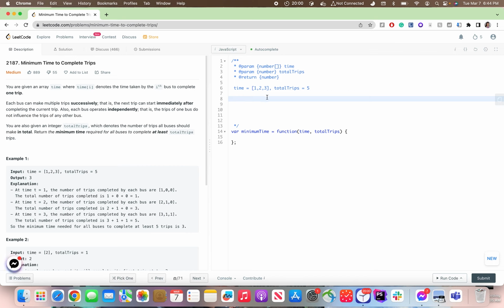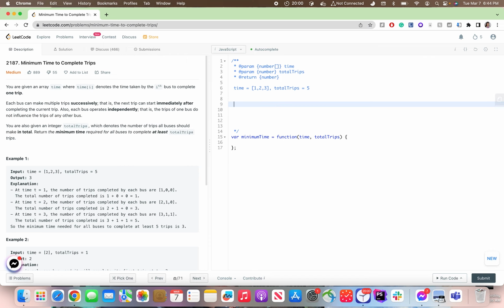So the trips of one bus do not influence the trips of another bus. This means the bus does not need to wait for some seconds to start another trip. After completing one trip, it can immediately start another trip. We'll also be given an integer totalTrips, which denotes the number of trips all buses should make in total. So all buses should make 5 trips in total, and we need to return the minimum time required for all buses to complete at least totalTrips.